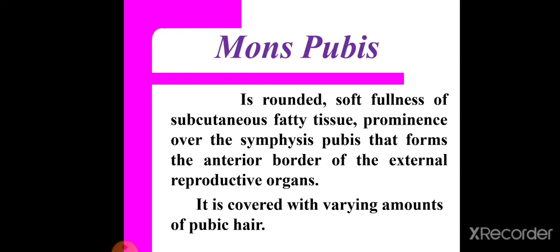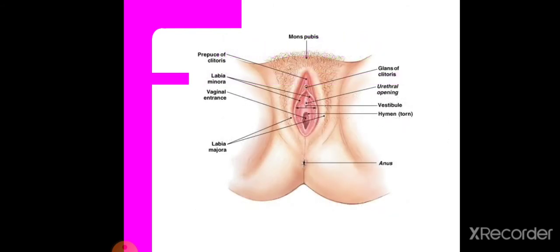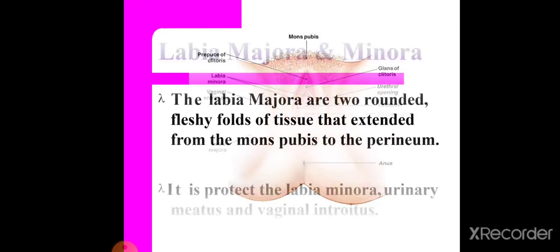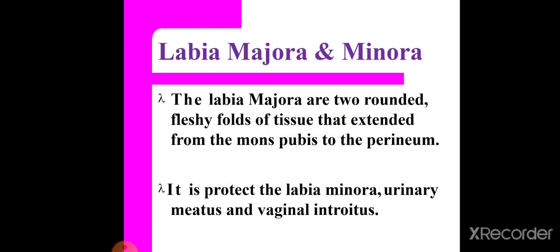Mons pubis is a rounded, soft fullness of subcutaneous fatty tissue, a prominence over the pubic symphysis that forms the anterior border of the external reproductive organs. It is covered with a varying amount of pubic hair. So here we can see the mons pubis. This is the mons pubis. Then labia majora and minora.